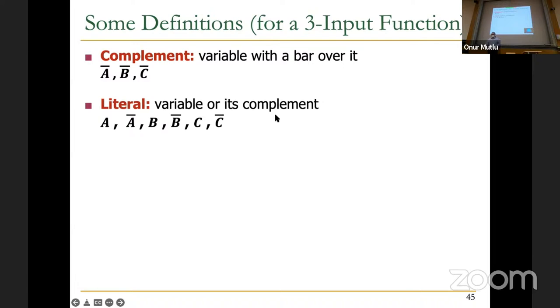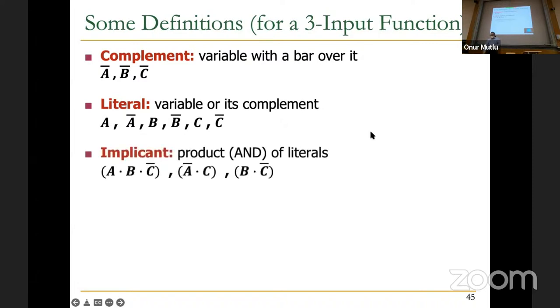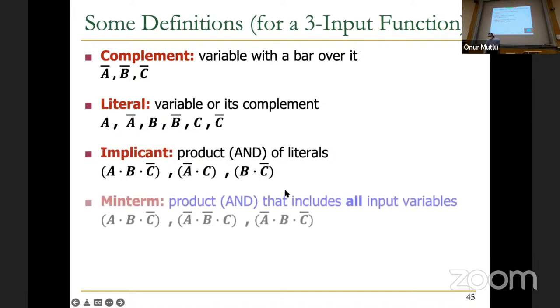If you have a three input function, ABC, then these are all the literals that you can have in your function expression. Implicant is a product or AND of literals. Basically, you can AND any combination of these literals, and then you get an implicant. These are implicants. And then what we are really interested in is the min term, this is the product or AND that includes all input variables.